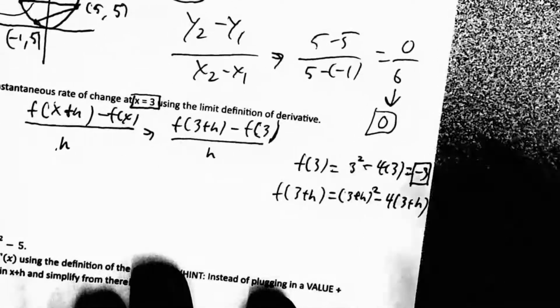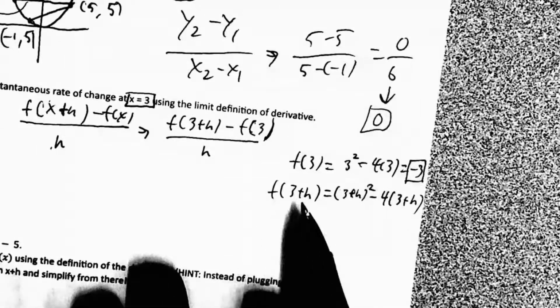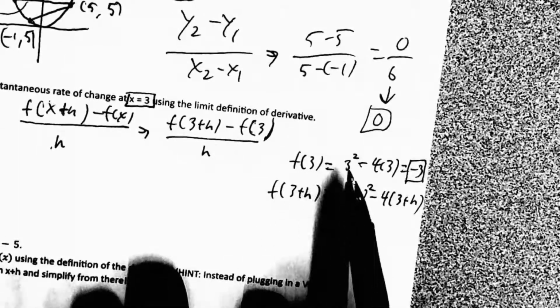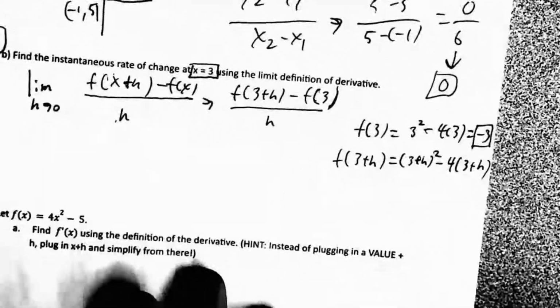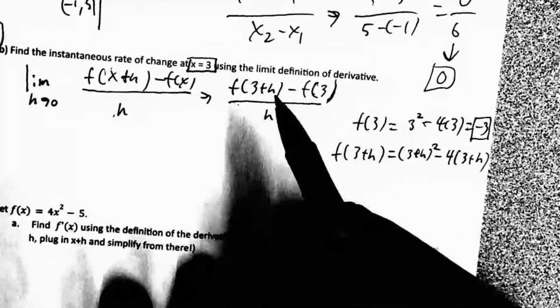Okay? Again, all I'm doing is substituting that 3 plus h in for x. Instead of 3 squared, 3 plus h squared. Instead of 4 times 3, it's 4 times 3 plus h. Now that I've got my two values here, I can substitute them in.